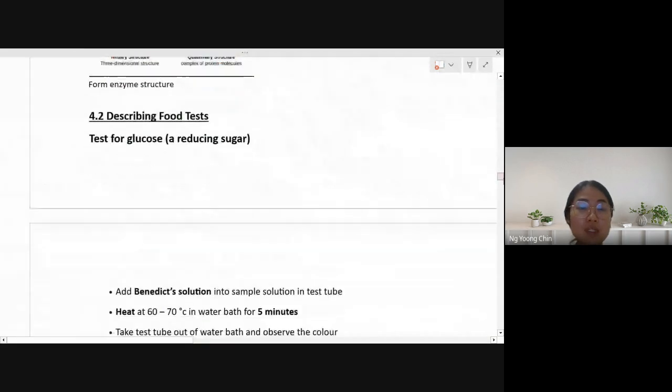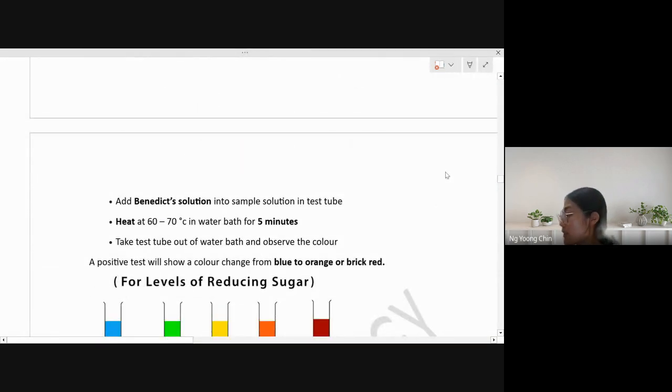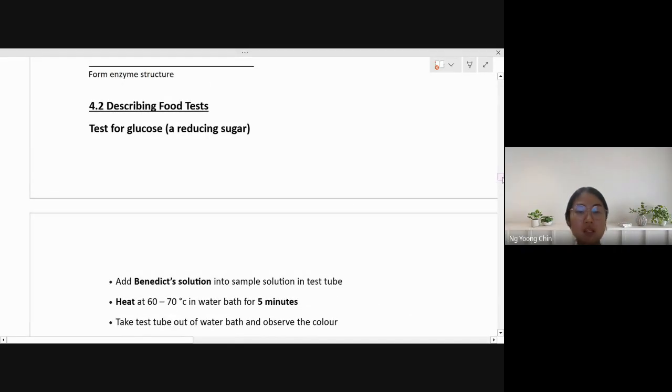Okay, so now we enter the food test. Still have time. Food test. Because just now we learned about 3 molecules, right? Carbohydrates, proteins, and lipids. Those 3 molecules are found in the food that we eat every day. For example, rice, vegetables including fiber, and also fish and meat, which have proteins. So how do we test whether food contains nutrient molecules such as glucose, lipid or starch? We have those food tests.